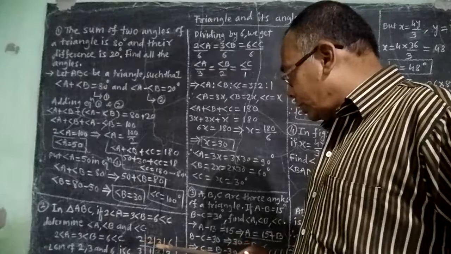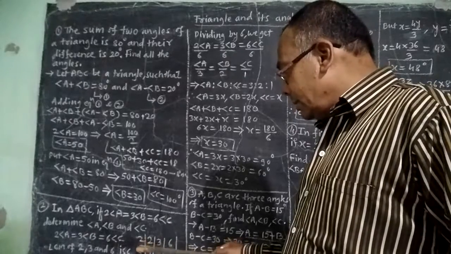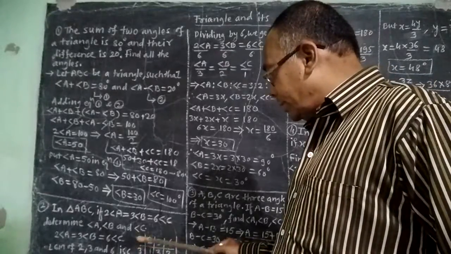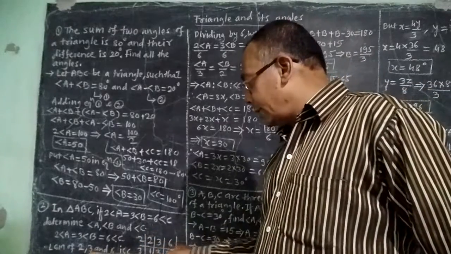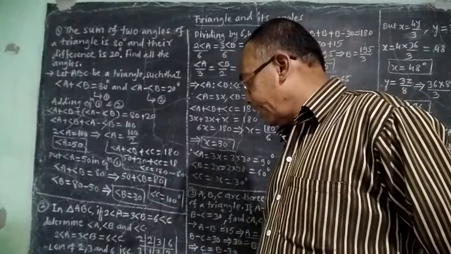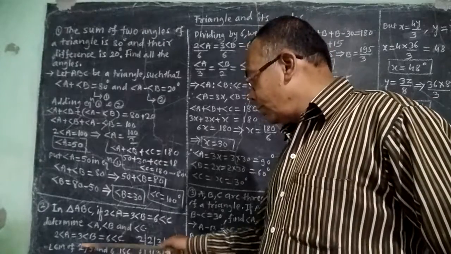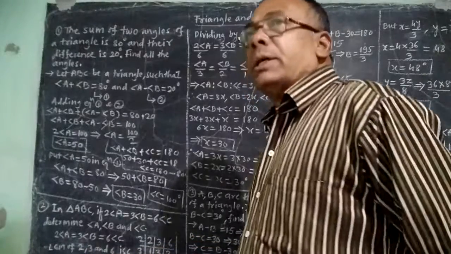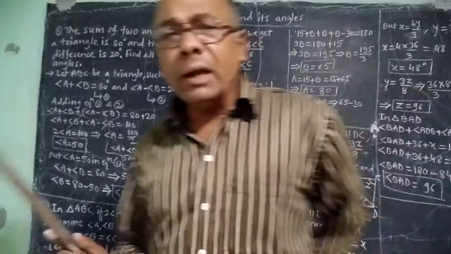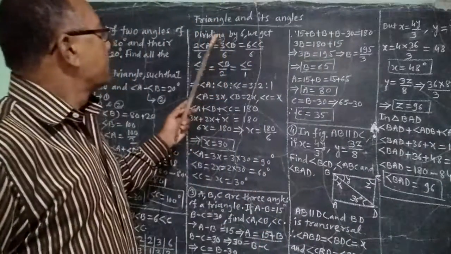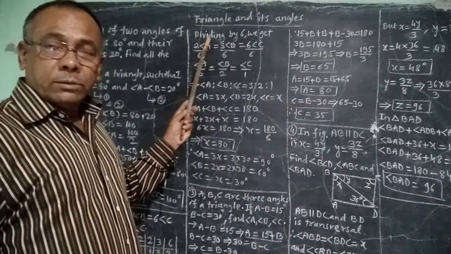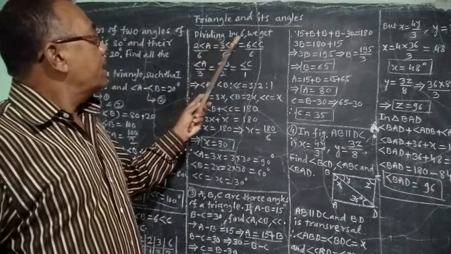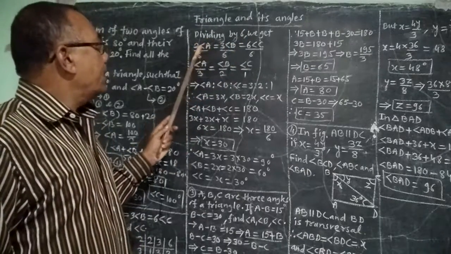Here 2, 3 and 6. The LCM will be 2 and 3, so 2 threes are 6. So the LCM of 2 and 3 will be 6. So the LCM of 2, 3 and 6 is 6. Now here, dividing our equation by 6, we get 2 angle A upon 6.